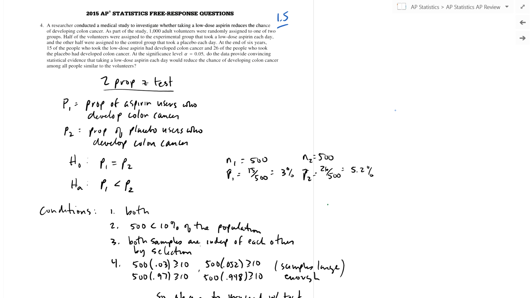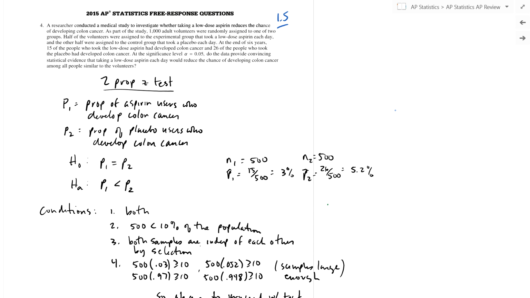You got 1,000 volunteers randomly assigned to one of two groups. Half the volunteers assigned to the experimental group took a low-dose aspirin each day. The other half assigned to a control group took a placebo. At the end of 6 years, 15 people who took the low-dose aspirin developed colon cancer, and 26 people who took a placebo had developed colon cancer. At the significance level of 0.05, do the data provide convincing evidence that taking low-dose aspirin each day would reduce the chance of developing colon cancer among all people similar to the volunteers?